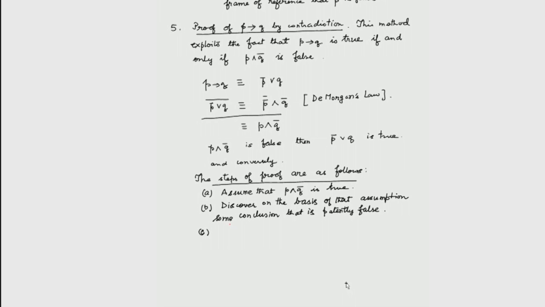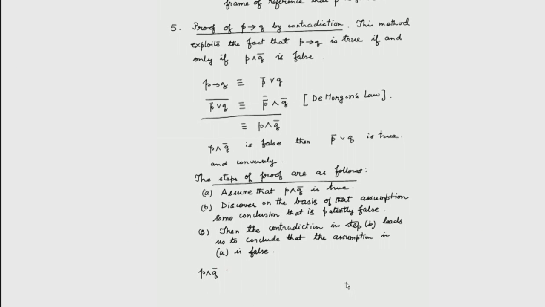Then the contradiction in step B leads us to conclude that the assumption in step A is false.